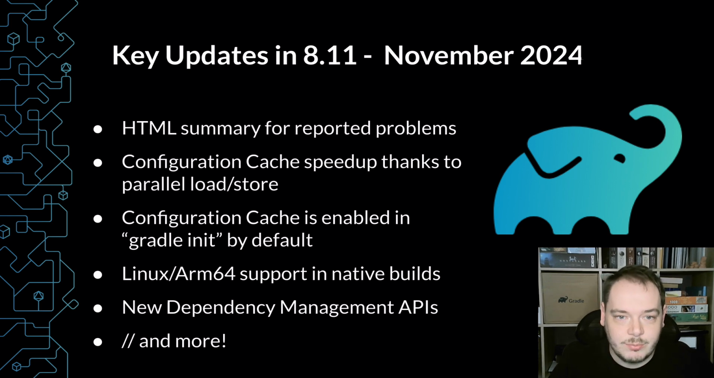As always, we improve troubleshooting and developer experience. Now there is new HTML summary for reported problems. Also, there is better diagnostics for stack traces and Java compilation errors. Configuration cache got massive performance boost thanks to parallel loading, and there are many other improvements. For example, support for configuration cache in native builds, support for ARM on Linux in general, in C++ and Swift projects, and there is also new APIs for dependency management. Of course, there is much more.